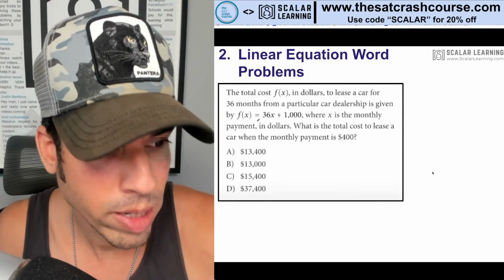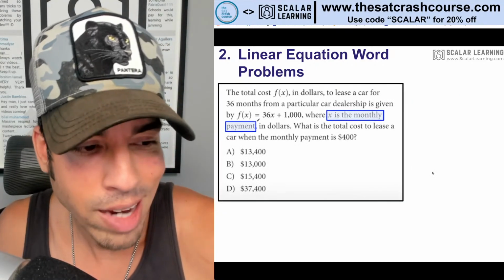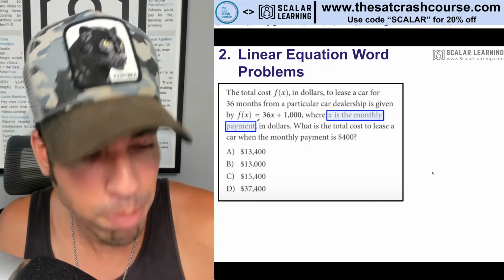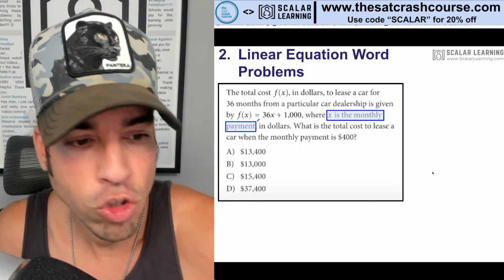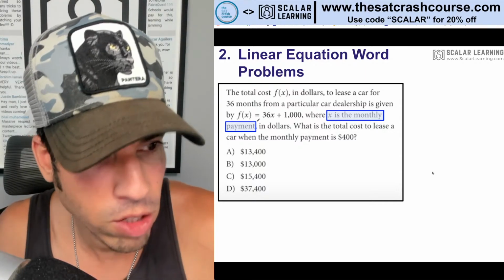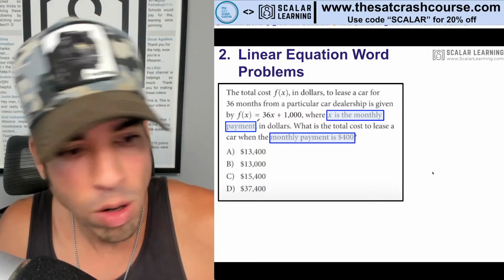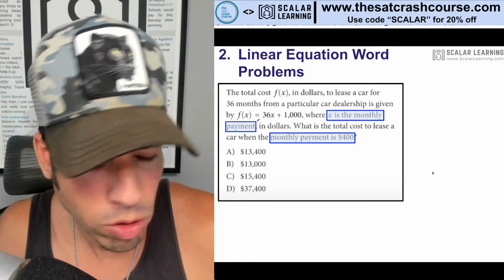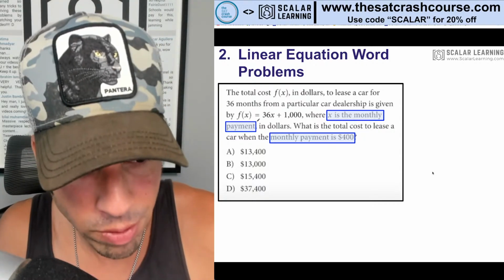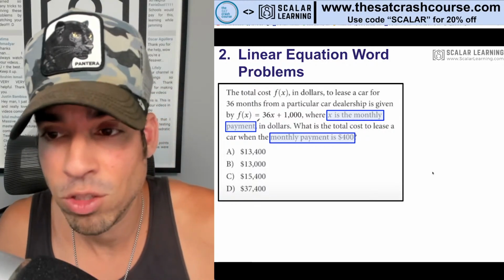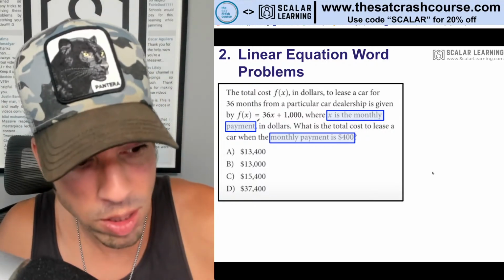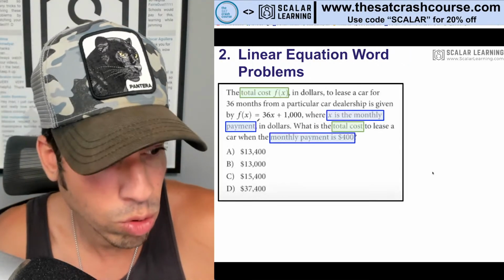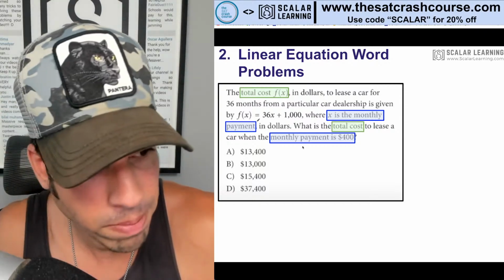All right, moving along, we got another example here. So again, X is the monthly payment. What is the total cost to lease a car when the monthly payment is $400? This is a straight plug and chug situation. They're giving you an equation and they're telling you, oh, monthly payment is $400. X is the monthly payment, plug and chug, right? 4 times 36 is 144, but they're saying 400, so add the two zeros, 14,400 plus 1,000, 15,400, excuse me, is that total cost, which would be C here, okay?